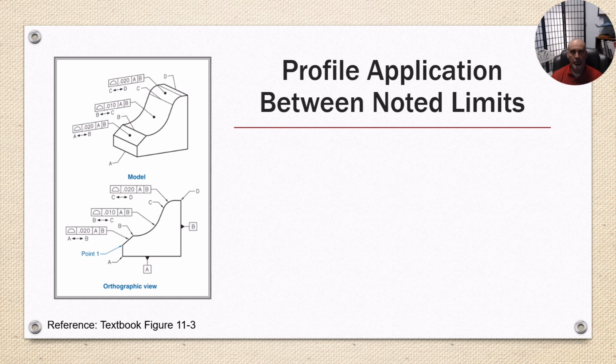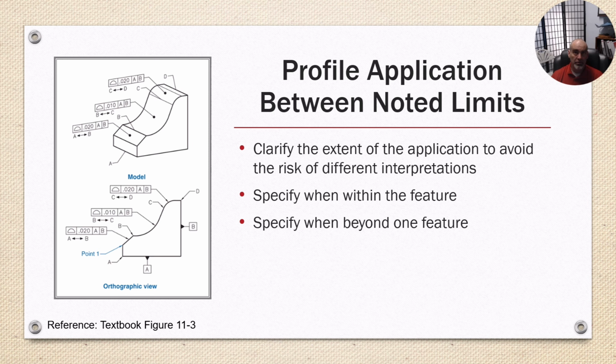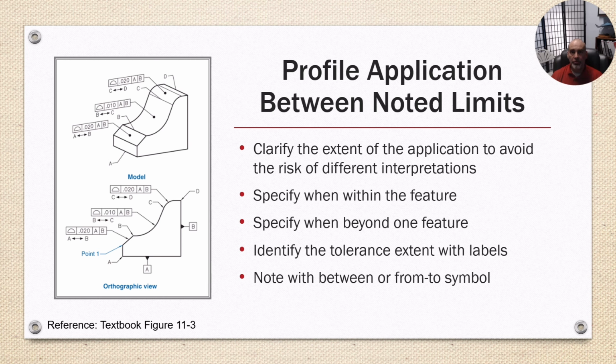Okay, profile applications between nodes and limits. Controls a single line element on the feature. So to clarify the extent of the application to avoid the risk of different interpretations, and it's used to specify when within the feature and specify when beyond one feature, and identify the tolerance extent with labels. So note between or from two symbols.